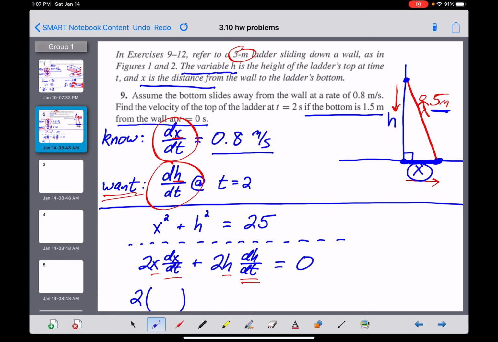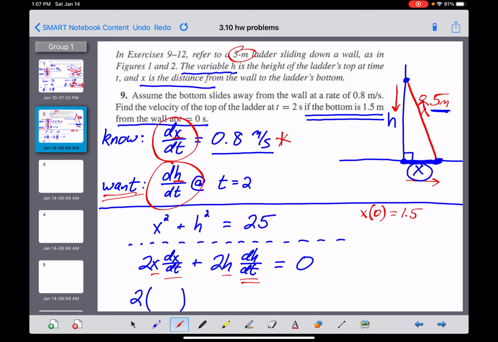Okay, so what are we looking at right there? Now I've got to go back to what I ignored before. What we said is that the bottom of the ladder was 1.5 meters away from the wall at the time when t equals 0. So what I'd write here, guys, is that x of 0, at 0 seconds, is 1.5. And it's growing at a rate of 0.8 meters per second.